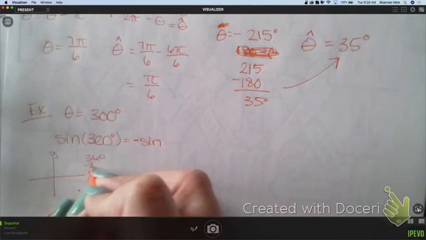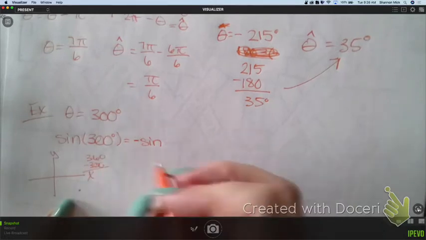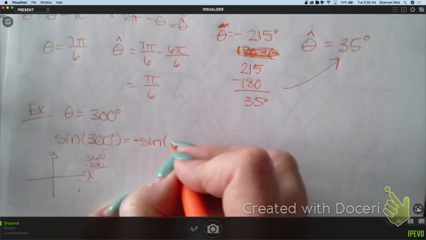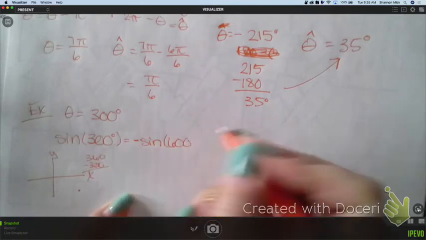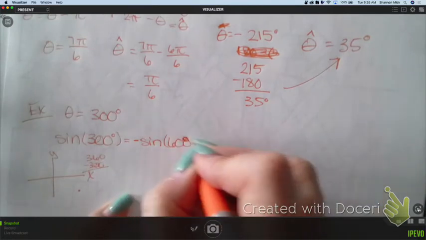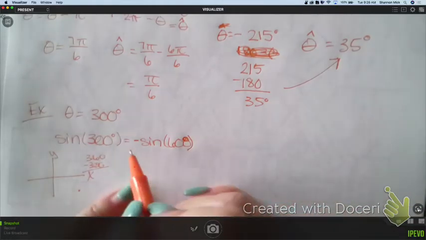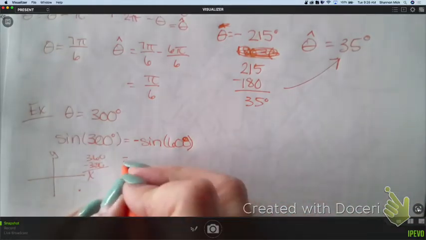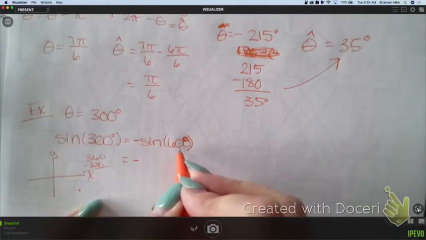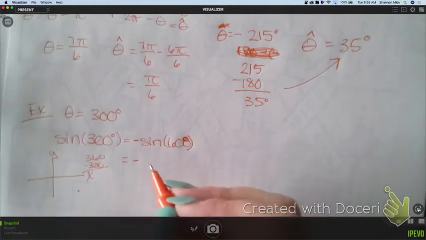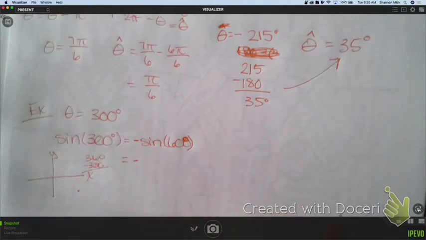I'm just writing down what's going on in my brain. You don't have to write that down. Of 60. Oops, that's a degree symbol. That's a big degree symbol. Okay, so negative the sine of 60. Well, so it's going to be negative. And opposite 60 is what? What's opposite 60?